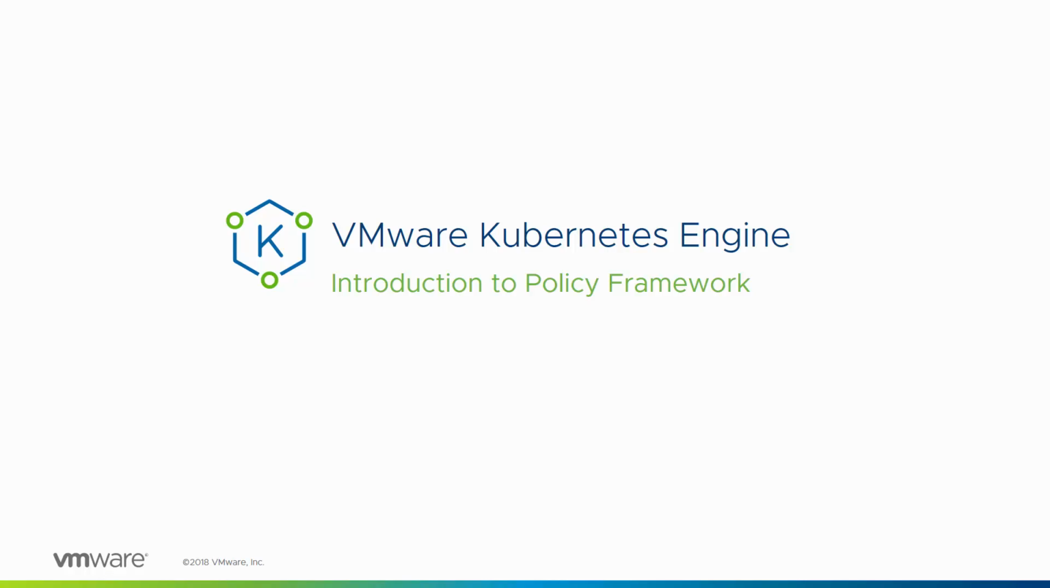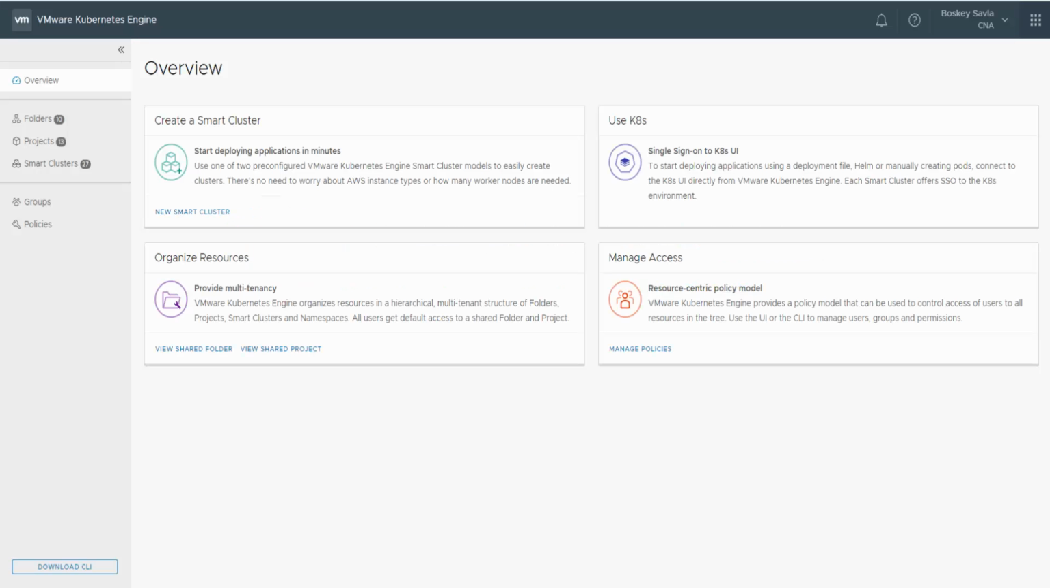In this video, we are going to take a look at the policy framework that VMware Kubernetes Engine offers. VMware Kubernetes Engine has a resource-centric policy model that is hierarchical in nature and lets IT operators provide more granular access to resources. It has a global governance policy that can be applied to regional resources like smart clusters. Policies applied at the root of the hierarchy are inherited across the branches.